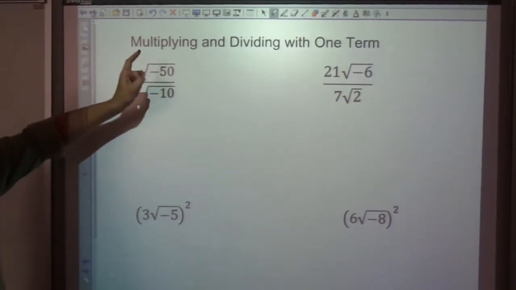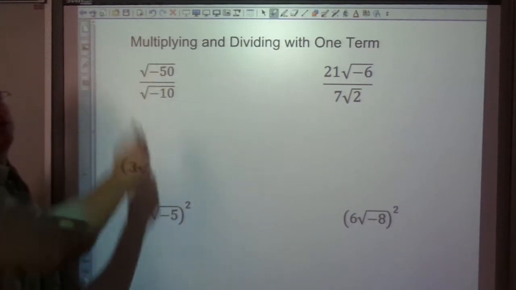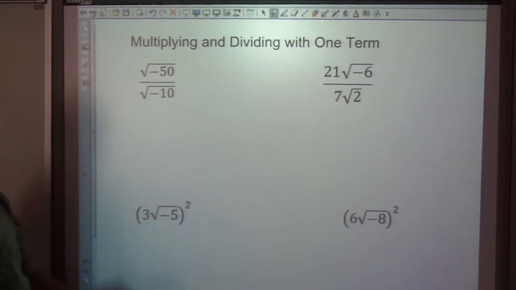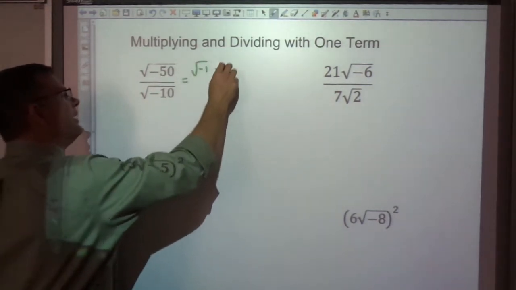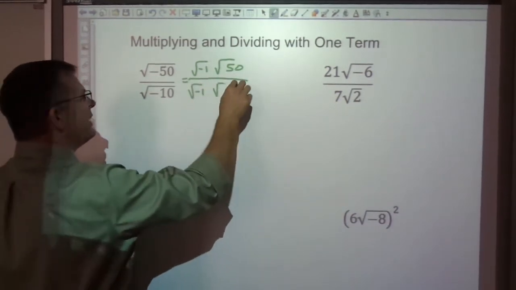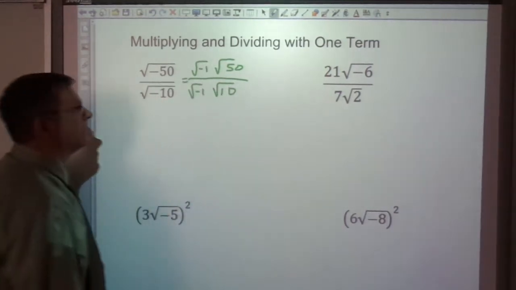This does not exist. Square root of -50, we cannot do anything with that. Please do not try to divide this and say -50 divided by -10 is 5. That is completely wrong. But we know that we can split this into -1 and 50, and we can split this into -1 and 10. And we can deal with positive square roots.